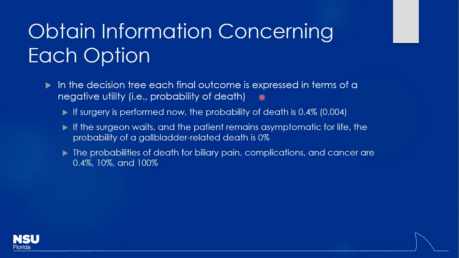So looking at the decision tree, the final outcome gets expressed as that negative utility. In this case, it's that probability of death. Again, the surgery was only 0.4%, so very low probability, but still a probability. And then looking at the other outcomes, you see them range anywhere between 0 all the way up to 100%, right?